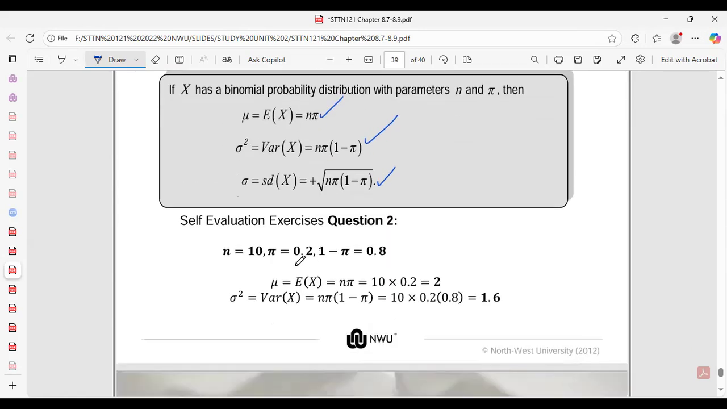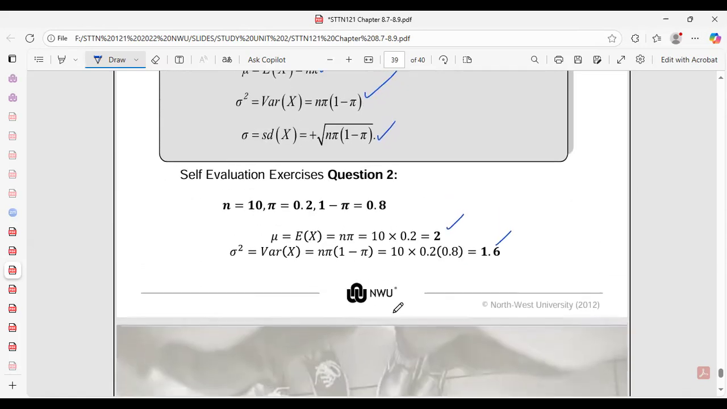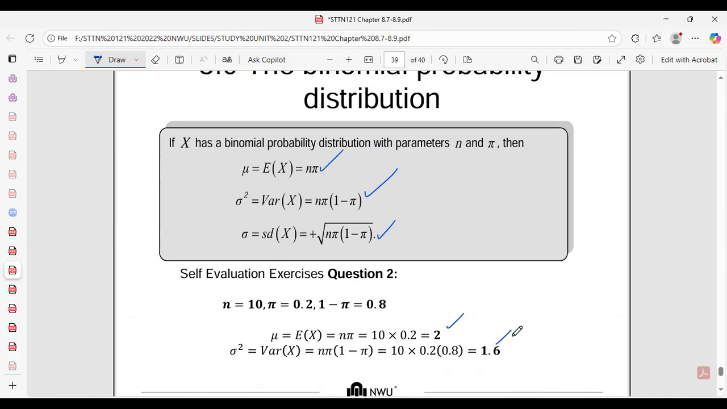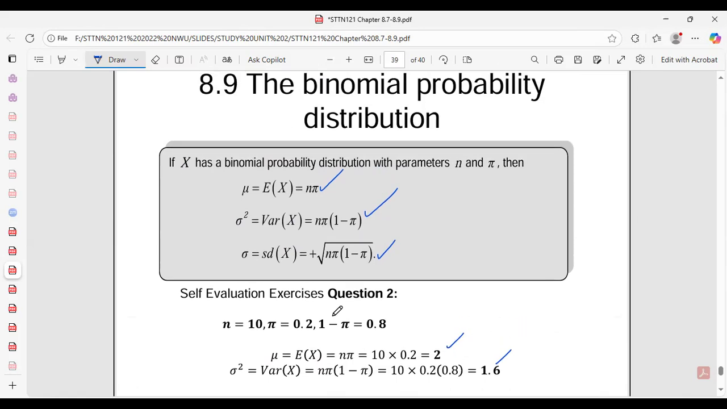Number one, they will give you n is equal to 10, pi is equal to 0.2. They tell you to find the expected value, which is n multiplied by pi, which is 10 multiplied by 0.2, and you get 2. To get the variance, it's 10 multiplied by 0.2 into 1 minus 0.2, and then you will get 1.6. Then to get the standard deviation, you take the square root of this 1.6.